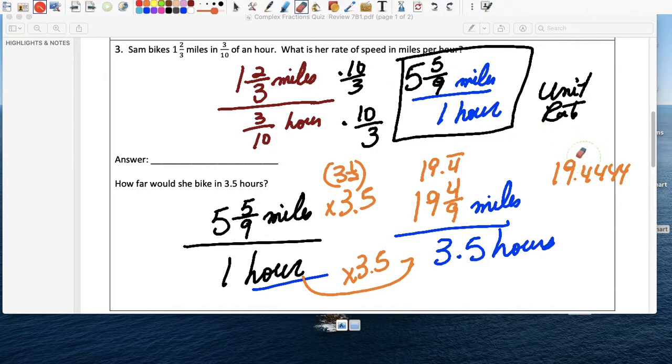So if you multiply by a decimal, I want you to put your answer as 19.4 with the bar notation. If you change it to a fraction, 3.5, then you use 19 4/9. They're the same thing. Just be careful with how you write it. Okay.